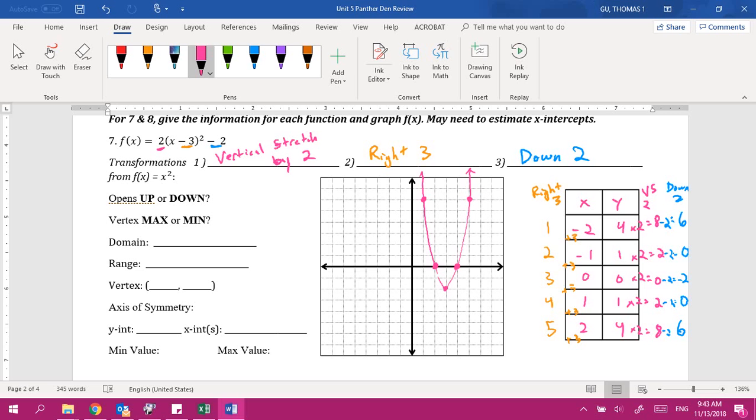So first it says opens up or down. You can just look at the picture. Does it open up or does it open down? Up. Is the vertex a maximum or a minimum? A minimum. The vertex is right here.